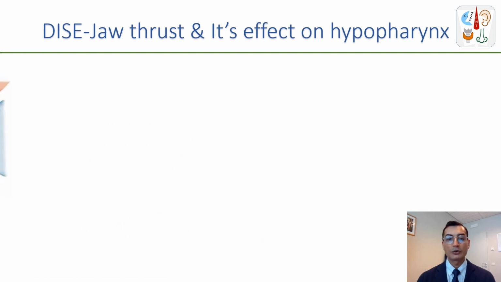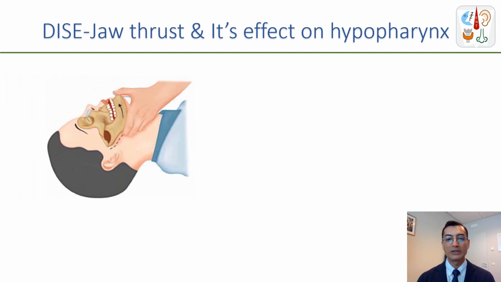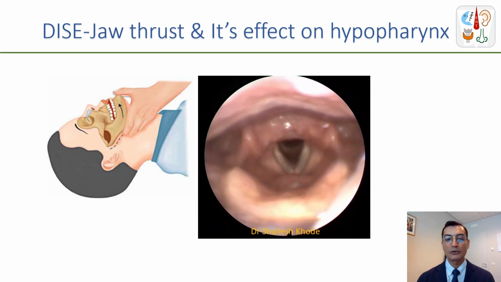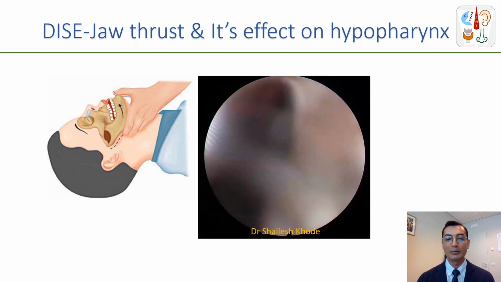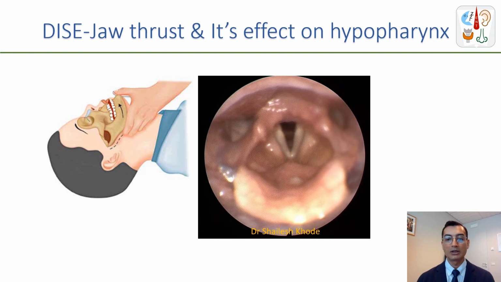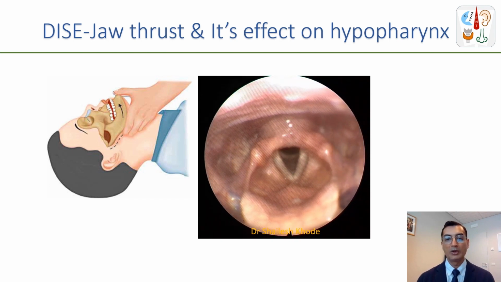After that, we do the jaw thrust to see whether the tongue fall or obstruction is primarily because of the tongue or because of the jaw. In this video, you can see that the tongue-base collapse is significantly improved after jaw thrust, which gives us an idea about a good candidacy for a mandibular advancement device.